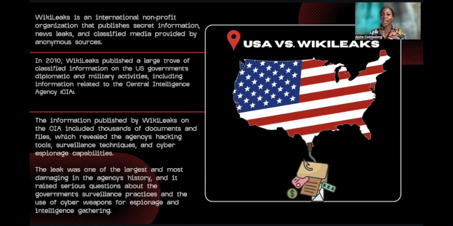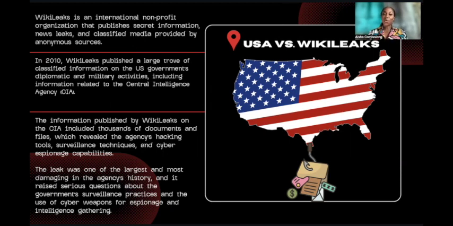Now, WikiLeaks is an international nonprofit organization that is known for publishing secret information, news leaks, and classified media provided by anonymous sources. In 2020, WikiLeaks published a large trove of classified information on the US government's diplomatic and military activities, including information related to the Central Intelligence Agency, the CIA. Now, the information published by WikiLeaks on the CIA included thousands of documents and files which reveal the agency's hacking tools, surveillance techniques, and cyber espionage capabilities.